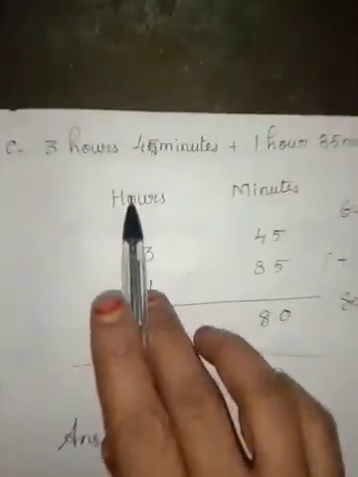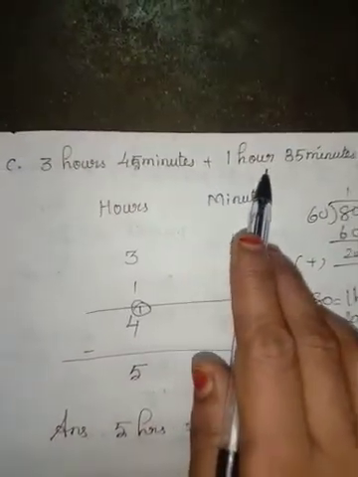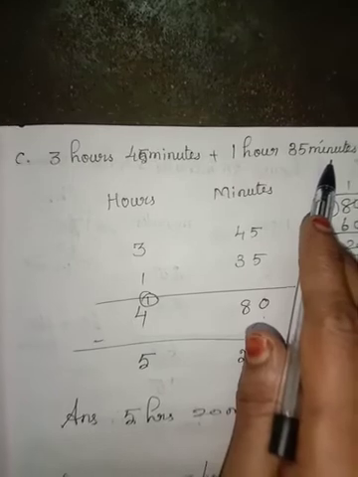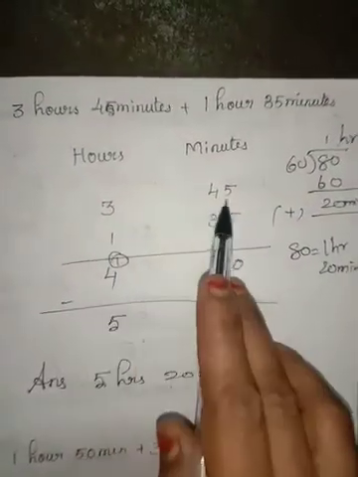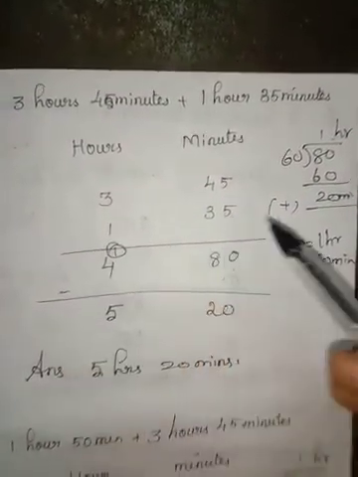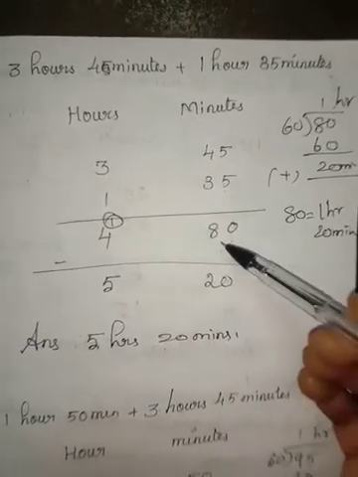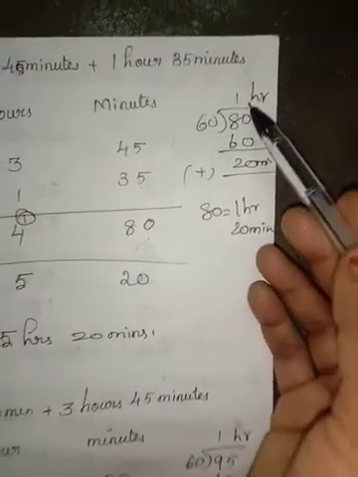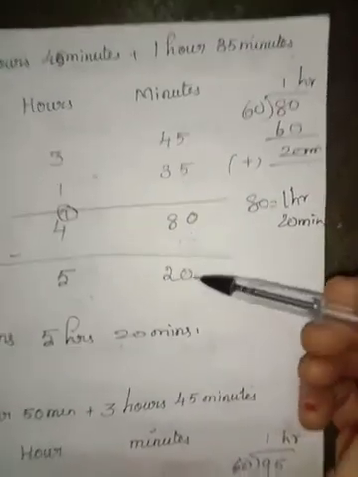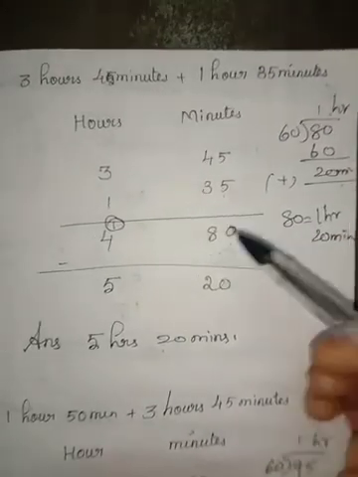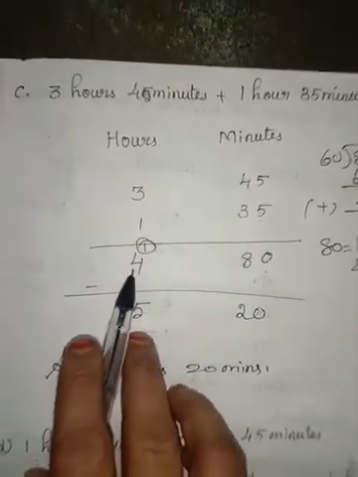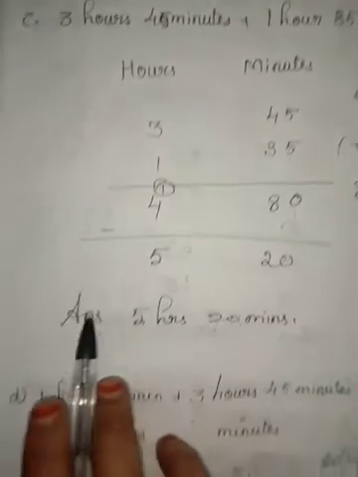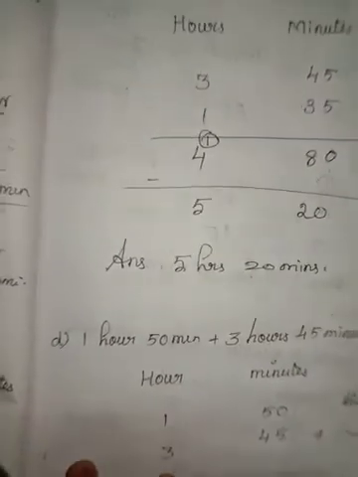Then 3 hours 45 minutes plus 1 hour 35 minutes. So add 3 hours 45 minutes and 1 hour 35 minutes. We get 4 hours 80 minutes. 80 is converted as 1 hour 20 minutes. Write 20 minutes in the minutes column, and we have to add the 1 to 4. We get 5. So the answer is 5 hours 20 minutes.